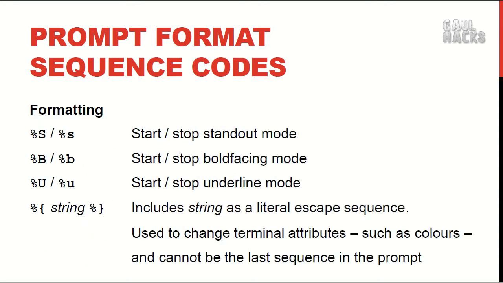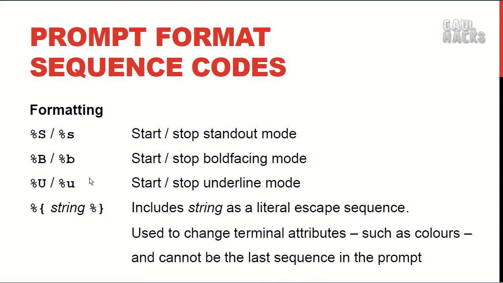Now, in addition to these codes that add content to our prompt, we also have codes that control the formatting of the prompt. So, for example, we can make parts of our prompt stand out by surrounding them with these %S symbols. This would take text that is normally white on black and invert it so that it's black on white. Similarly, we can bold or underline our text with these other format codes, %B and %U.